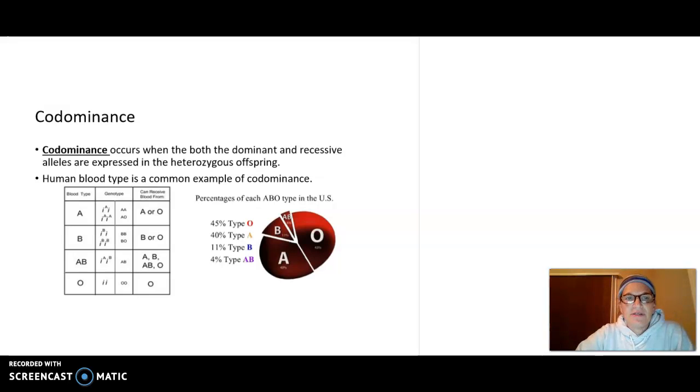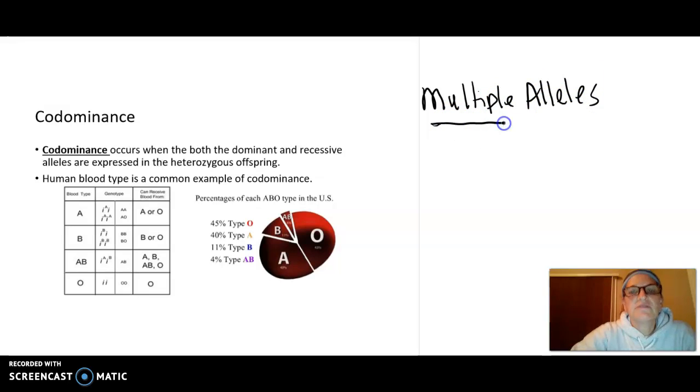So codominance occurs when both the dominant and the recessive, which it's not really recessive, because it's equally dominant. So we wouldn't really call it recessive alleles. Both the dominant alleles are expressed in a heterozygous offspring. And so when you have codominance, most of the time you also have what is known as multiple alleles.